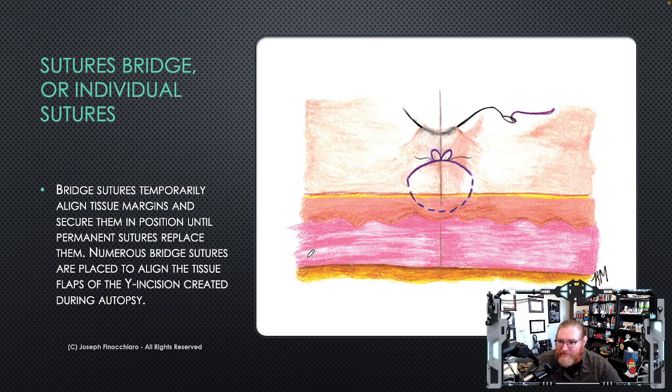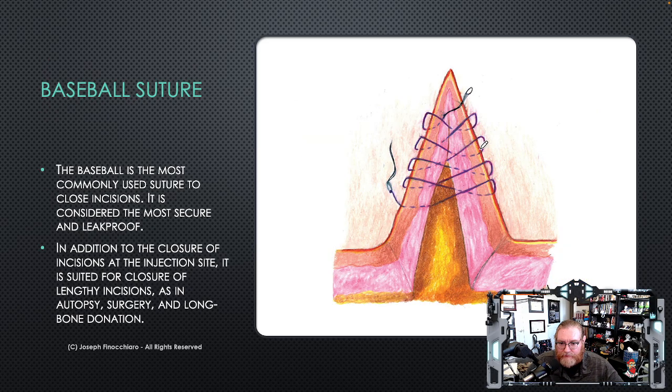Bridge sutures temporarily align tissue margins and secure them in position until permanent sutures replace them. Numerous bridge sutures are placed to align the tissue flaps of the Y incision created during autopsy. Here is an example of a bridge suture. You're simply going in one place, coming out the other, and then tying your ends. And you can see they are using a circle needle to do that.